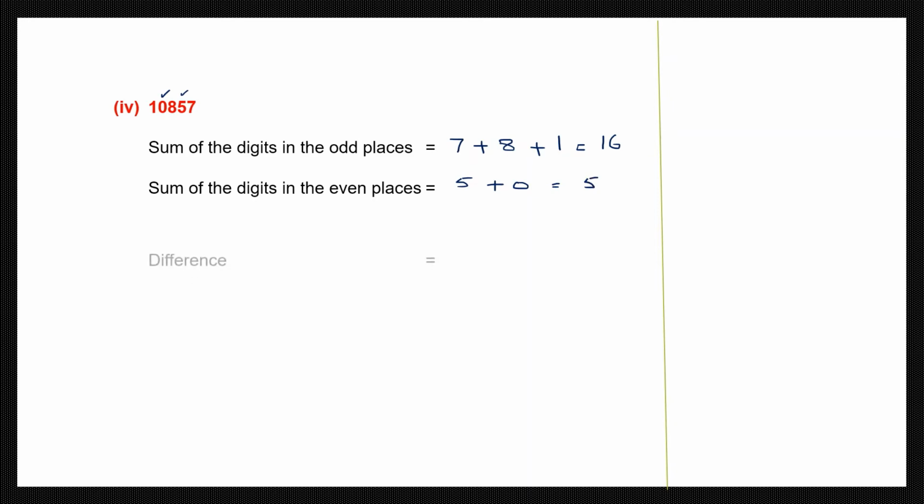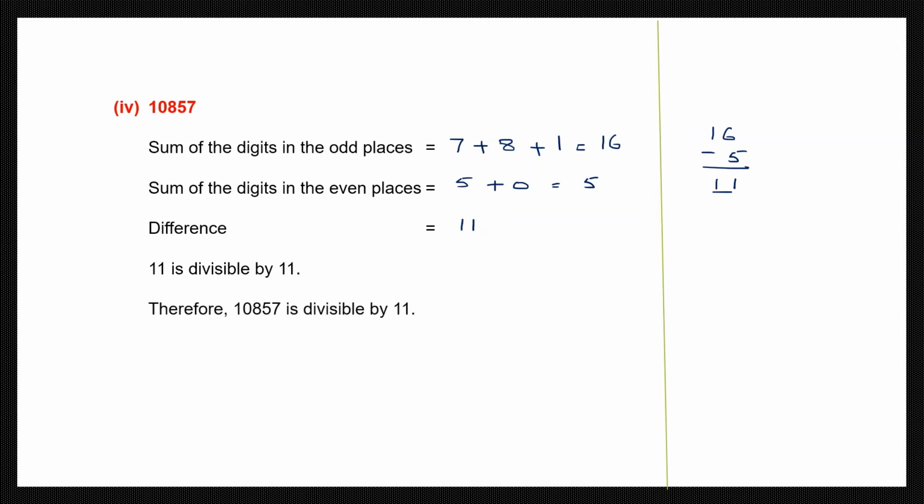Now we have to find the difference between these two. That is 16 minus 5. 6 minus 5 is 1 and 1. We have 11 here. So we know that 11 is divisible by 11. So what does that mean? It means that this number 10,857 is divisible by 11.